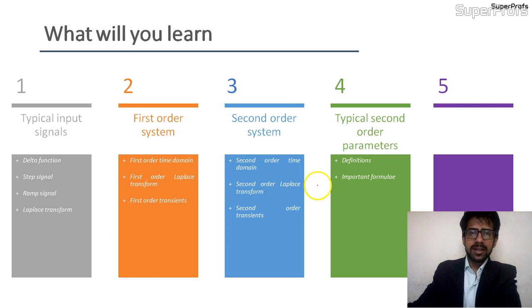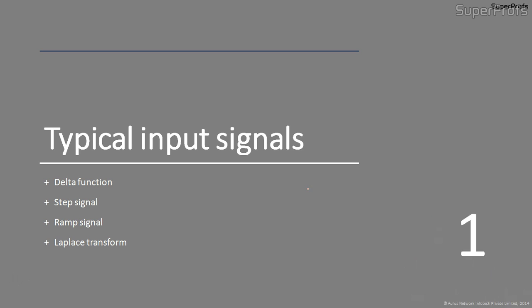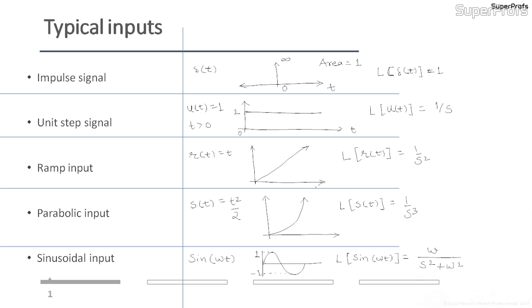Let us go forward and check what the typical input signals are. As I already described, there are delta function, step signal, ramp signal, parabolic signal, and also their Laplace transforms. So, typical signals are shown. Their name is on the left, and you can check the figure of that particular signal on the right hand side.